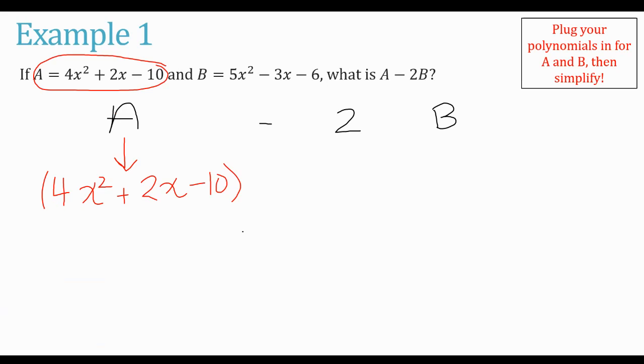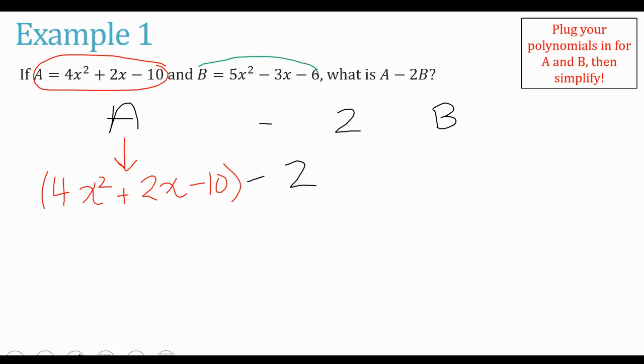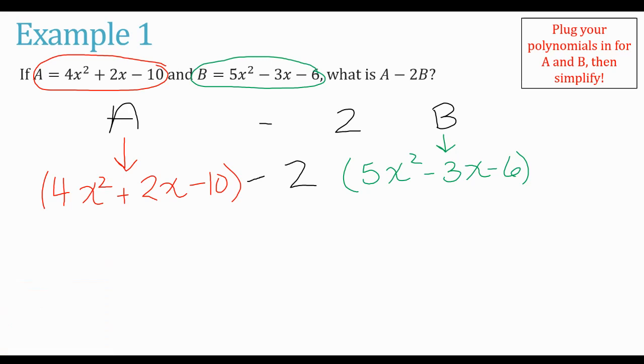Now I'm going to bring down this minus 2 because that number 2 is not going to change. And we know what b is. b is equal to this polynomial over here. So I'm going to substitute in green what we know b is equal to, which is 5x squared minus 3x minus 6. So I'm going to pause and just review. What we did was we just took our values for a and b, and we substituted into our new expression here, a minus 2b.